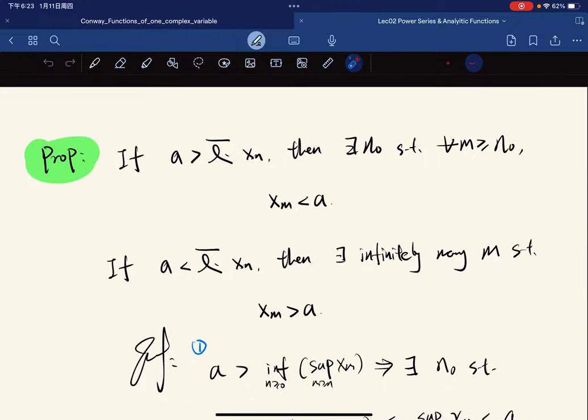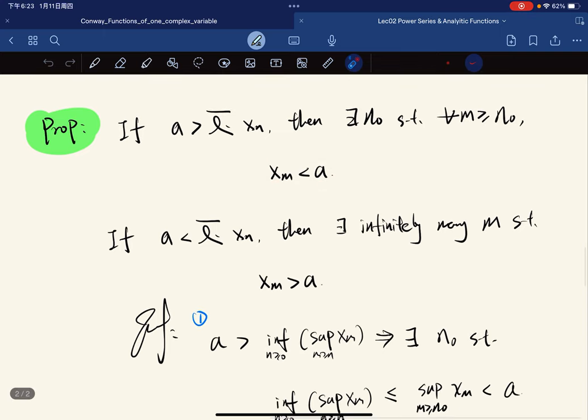All right, so here we have some useful statements and their proofs. If a is greater than the limit superior, then there exists an n naught such that for any m greater than n naught, we have x_m strictly less than a. If a is less than the limit superior, then there exist infinitely many m such that x_m is strictly greater than a. And a similar result holds for the lower limit.